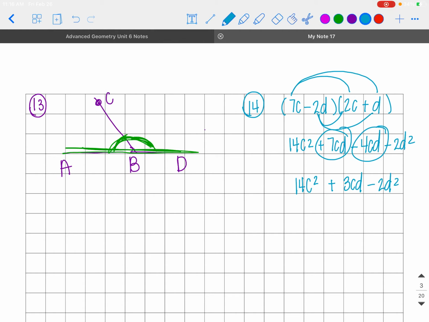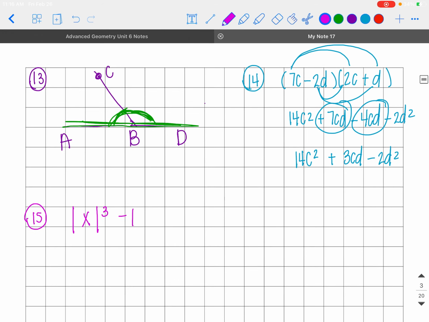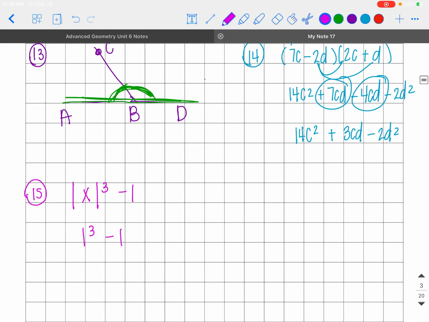All right, so if I plug in -1, number 15, we have absolute value of x cubed minus 1. If I plug in -1, the absolute value of -1 is 1. So 1 cubed minus 1 is 0. F.